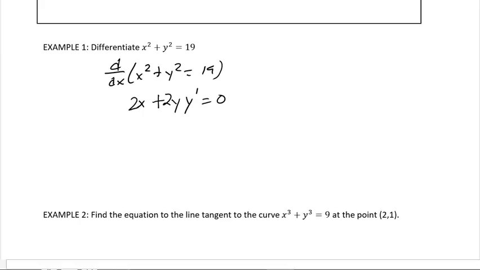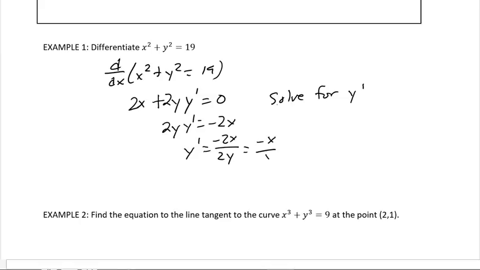Now we solve for y prime. So I would subtract 2x: 2y y prime equals negative 2x, divide by 2y, and so it's negative x over y. Now I have a derivative that I could plug points into, find slopes, et cetera.